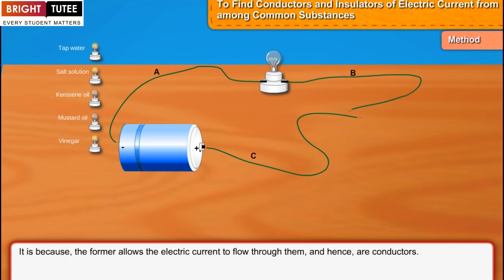It is because the former allow the electric current to flow through them and hence are conductors. The latter do not allow the electric current to flow through them and hence are insulators.